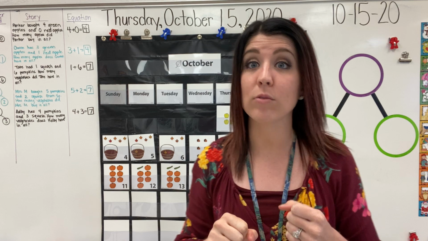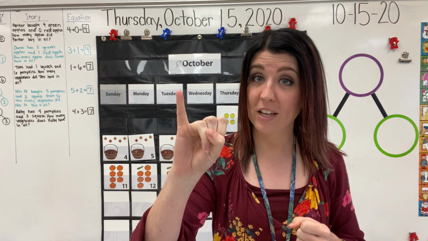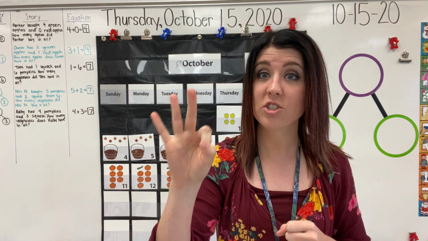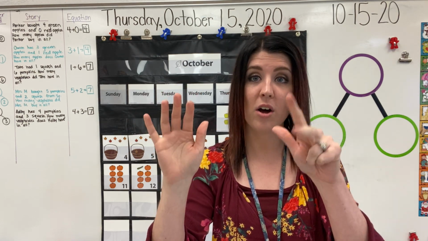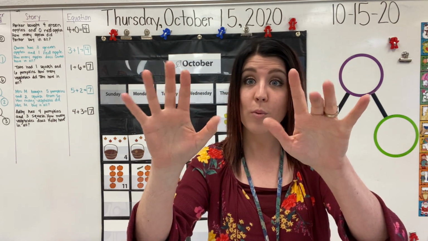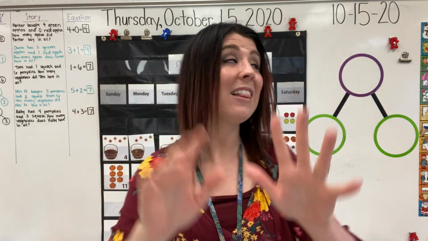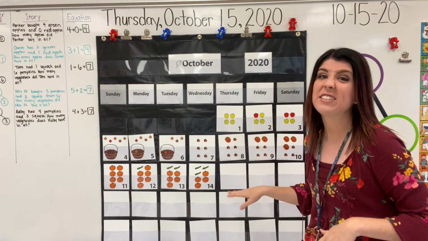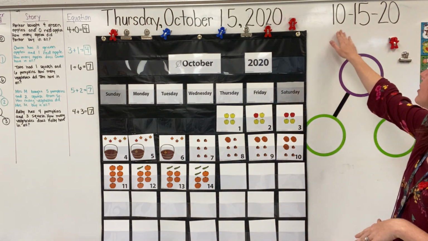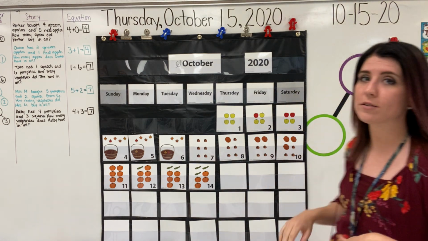Let's sing and count our months. Ready? January, February, March, and April, May, June, July, and August, September, October. October is the 10th month, so we write a 10. Now today is going to be the 15th day of October, so it's October 15th, and the year is 2020.